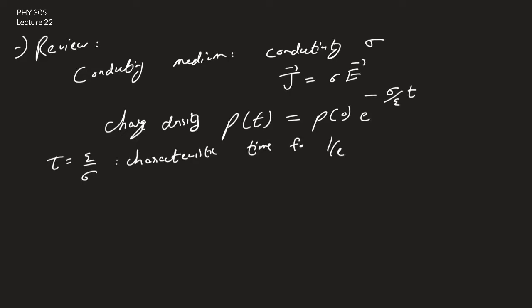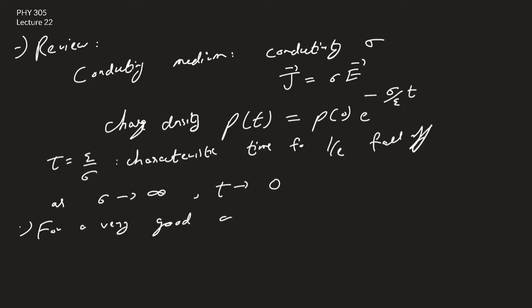for 1 over e fall off. So if sigma is very large, then tau is very small. So as the conductivity of a metal conductor goes to infinity, tau goes to 0. So for a very good conductor, we said that we can take the free charge density to be equal to 0.